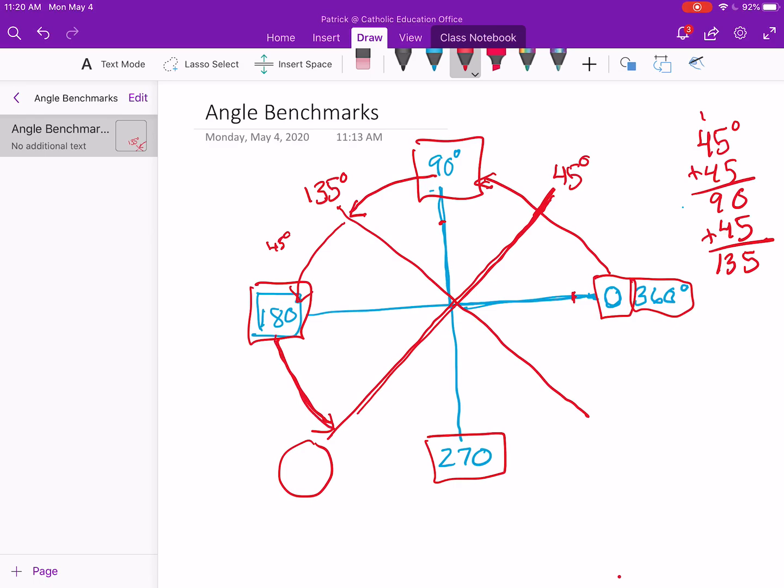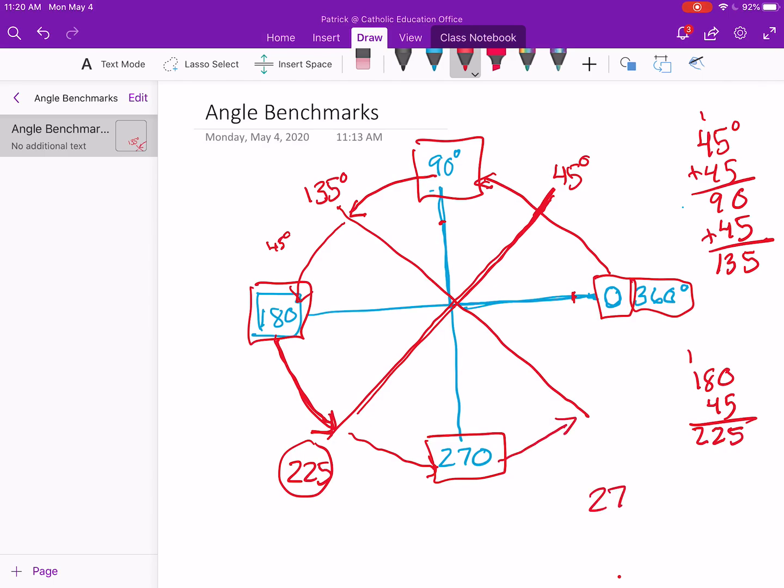So I'm going to go 180 plus another 45. So 180 plus 45, 5, 8 plus 4 is 12, plus these two, 225. So this is 225. And then it's another 45 to get to 270. And then another 45 to get to this new one.